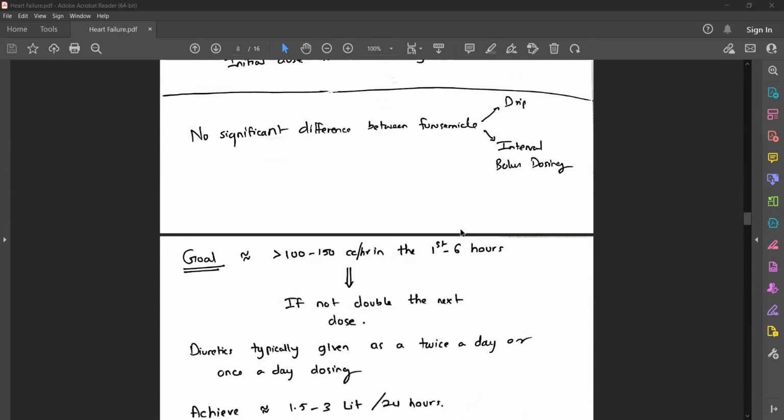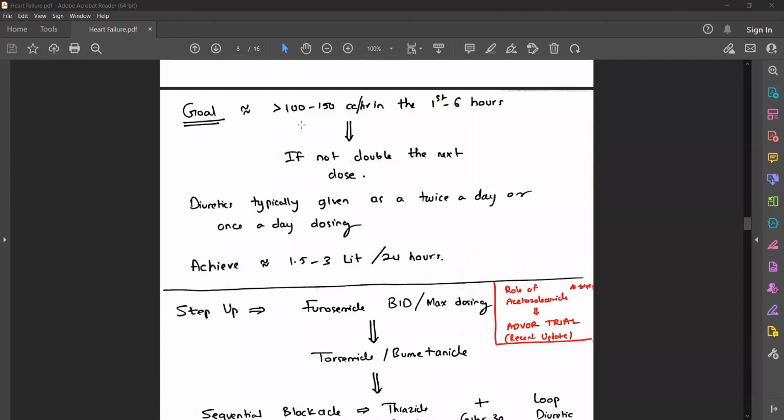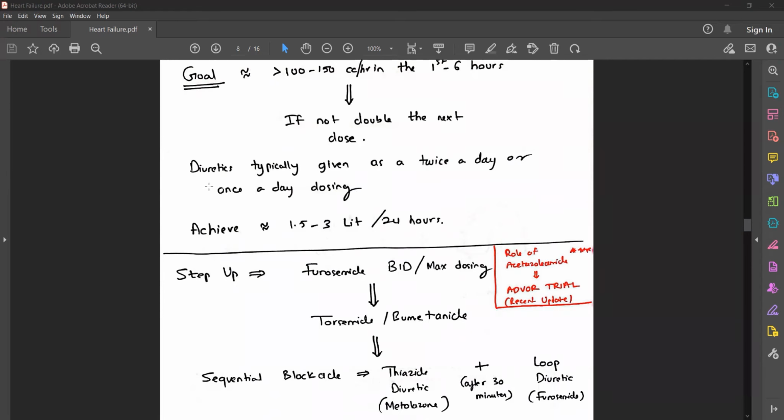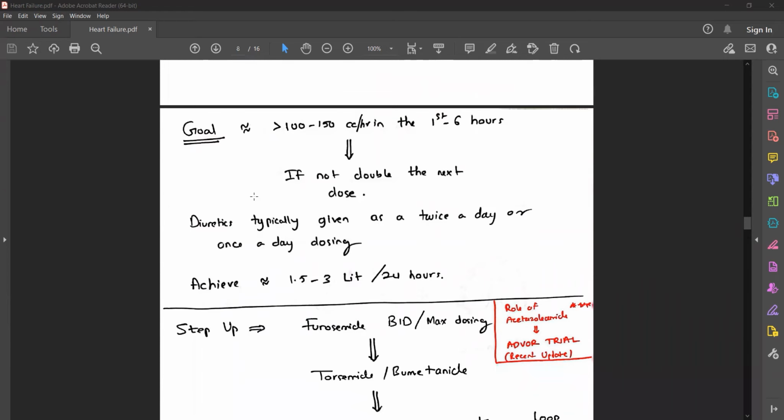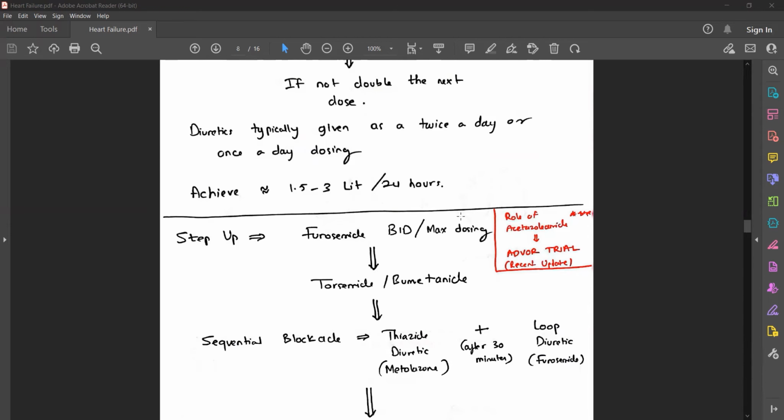Now, this is going to be the initial dose, but then how will you progress the care? Your goal of diuresis is 100 to 150 cc per hour of urine output in the first 6 hours. And if you're not able to see this much urine output, you're going to double the next dose. Diuretics are typically given twice a day or once a day when you do interval bolus dosing, and you have to achieve at least 1.5 to 3 liters in the first 24 hours. If you're not able to achieve this, you keep on doubling the next dose for diuresis.